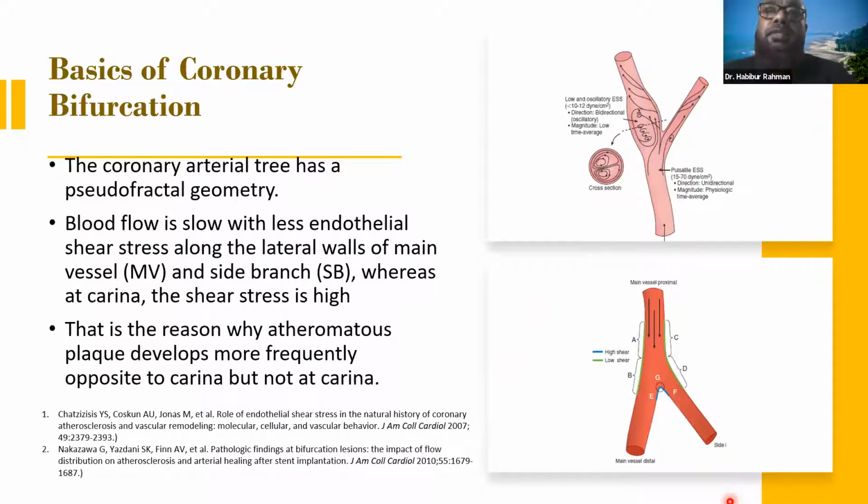Regarding the basics of bifurcation, the coronary arterial tree has pseudo-fractal geometry, as already mentioned by Professor Saidur. So blood flow is less in the side walls opposite the carina. So atheromatous zones are these areas.